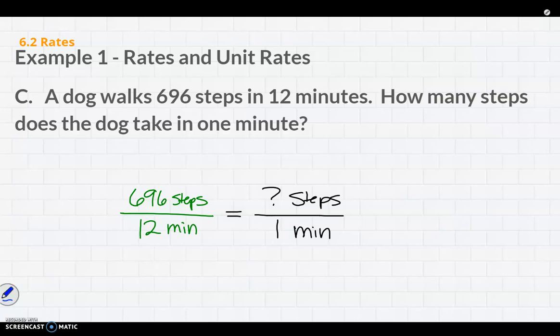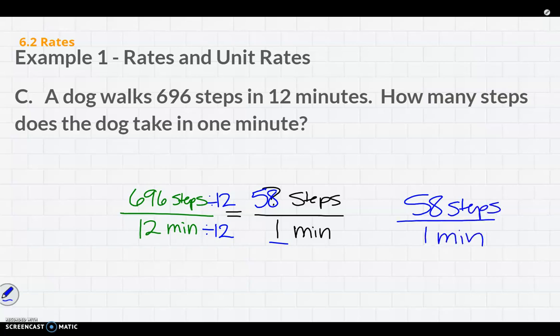So again, you're just going to divide both by your denominator. Divide by 12, divide by 12. Well, 12 divided by 12 is 1. 696 divided by 12, again, you are allowed to use your calculator, is 58. So we have 58 steps per 1 minute. Again, this is how I expect to see all of your answers, in fraction form with units.